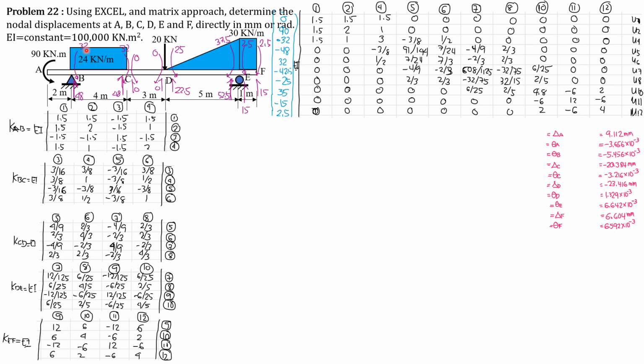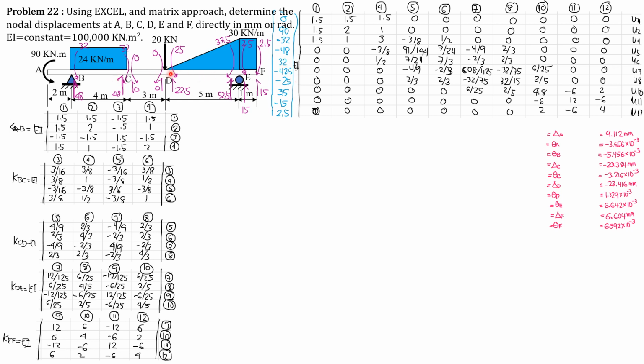At 4, we simply have opposite of 32, which is 32 clockwise, and clockwise moment is negative. At C, opposite of 48, 48 downward, so negative 48. Then opposite of 32, counterclockwise 32, so positive 32 at C, corresponding to U6 or 0.6.